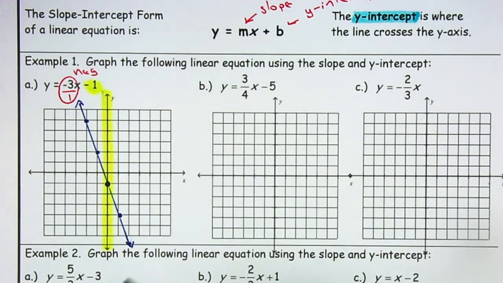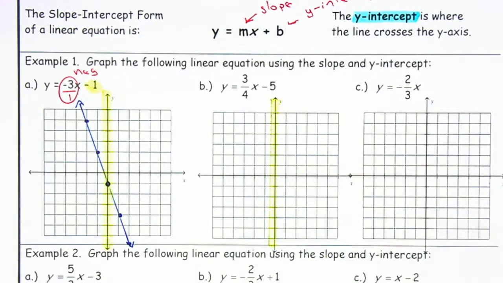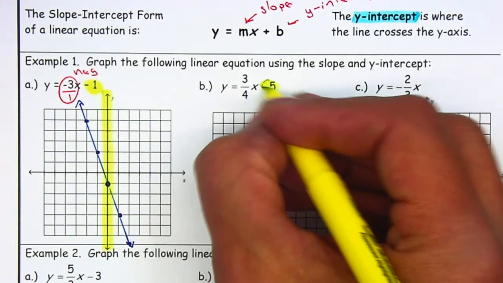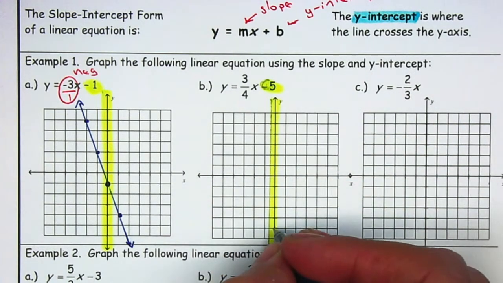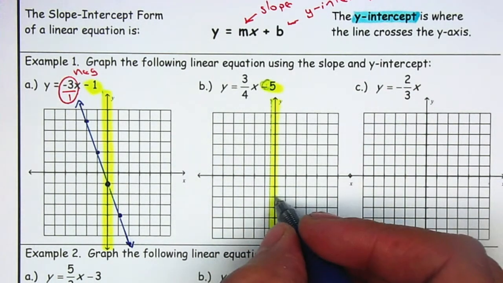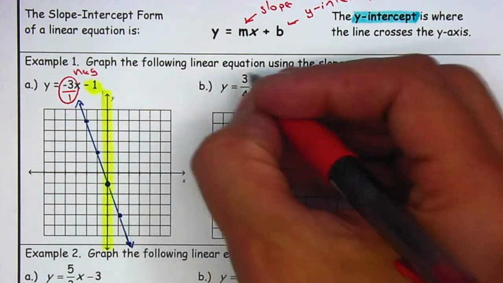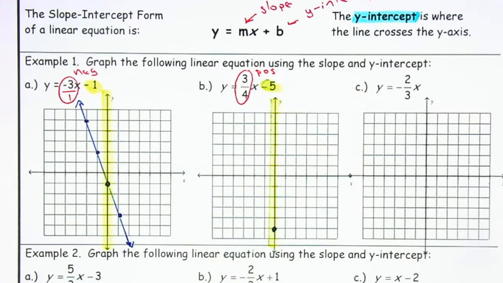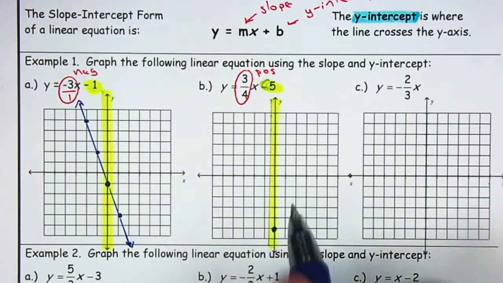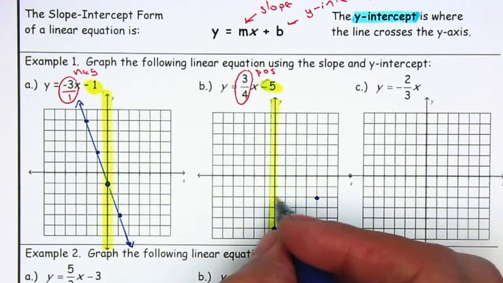So let's continue with the next one, letter B. First thing with my highlighter, I'm going to highlight my y-axis and my y-intercept. So the line crosses the y-axis at -5. I'm going to circle my slope. And is that positive or negative? Positive. So I'm going to go up 3 and to the right 4. So up 3, to the right 4.